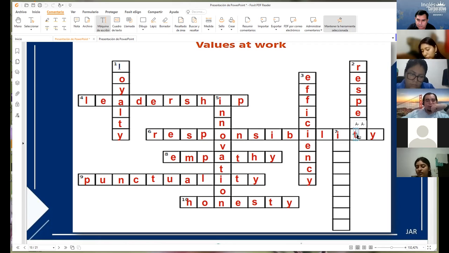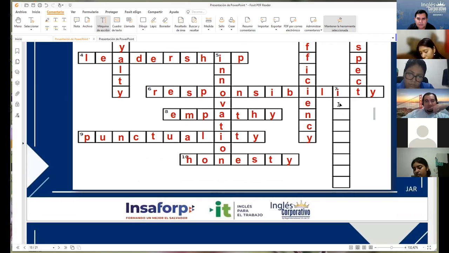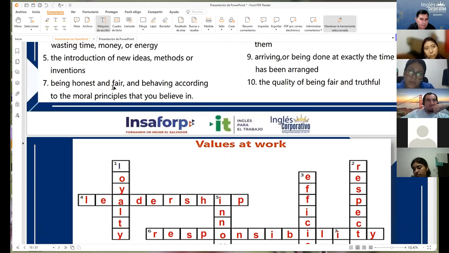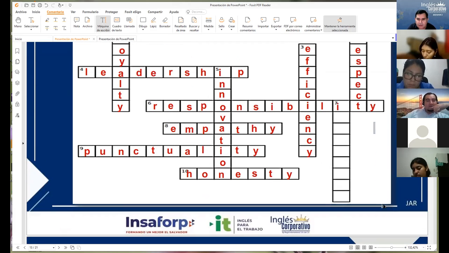Excellent. And the last one, seven: being honest and fair and behaving according to the moral principles you believe in. Integrity. Okay.